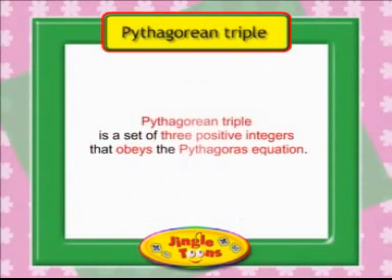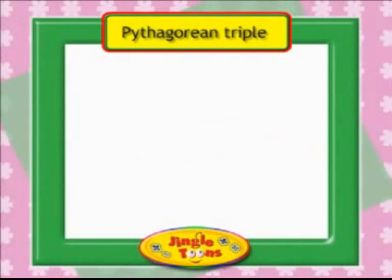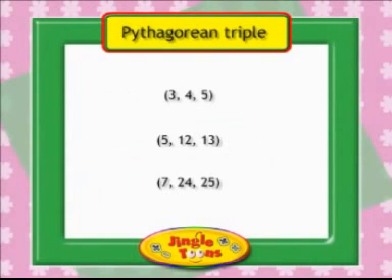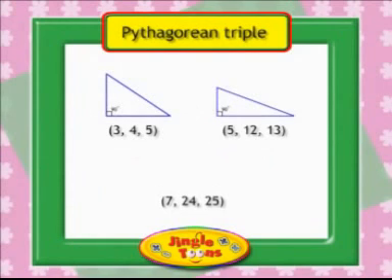Pythagorean triple is a set of three positive integers that obeys the Pythagoras equation. For example, 3, 4, 5; 5, 12, 13 or 7, 24, 25, etc. A triangle constructed with side lengths in a Pythagorean triple is always right-angled triangle. Its one angle is always 90 degrees.